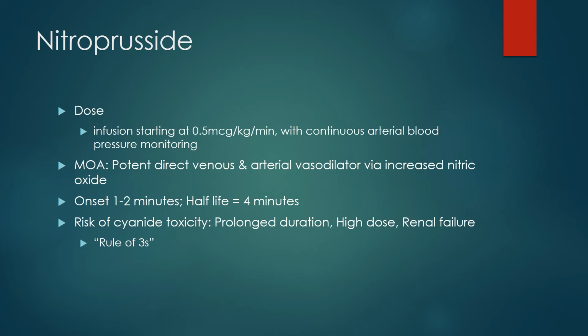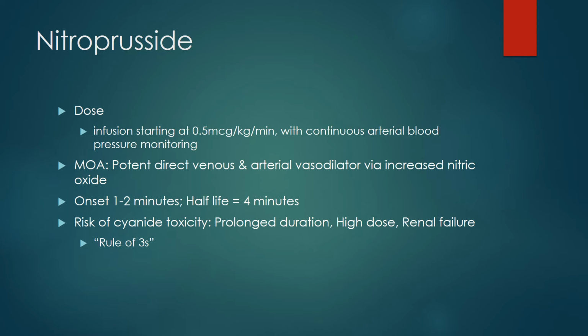I talked about Nitroprusside as one of our second or third line therapies to use if we're unable to use nicardipine or Labetolol for whatever reason. So the dose for this is an infusion starting at 0.5 mics per kilogram per minute. You need continuous arterial blood pressure monitoring with this one since it has a very quick onset of action. It's a direct venous and arterial vasodilator by increasing the nitric oxide in the venous and arterial system.